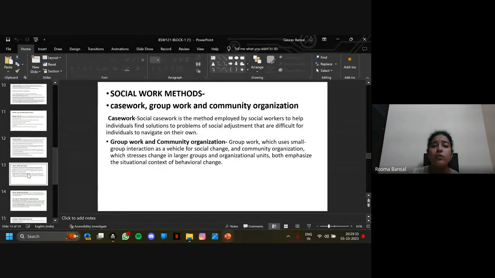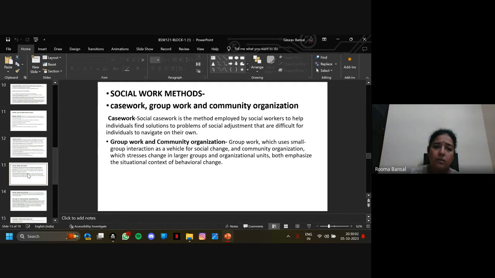And as we move to group work and community organization, group work is a process which uses small group interaction as a vehicle of social change, and community organization stresses change in larger groups like organizational units. Both emphasize the situational context of behavioral change.